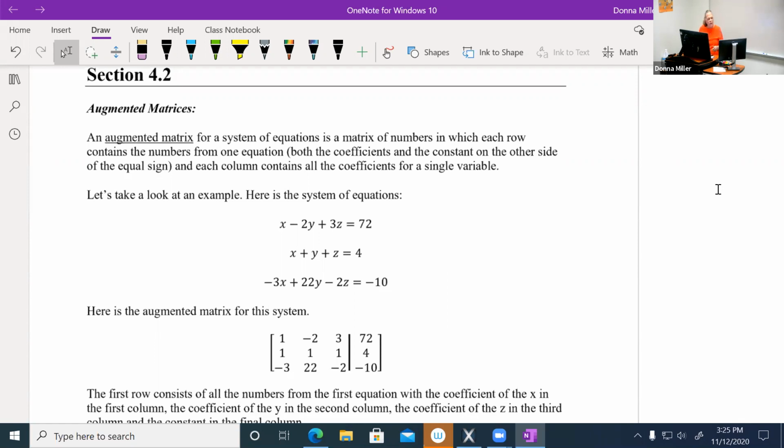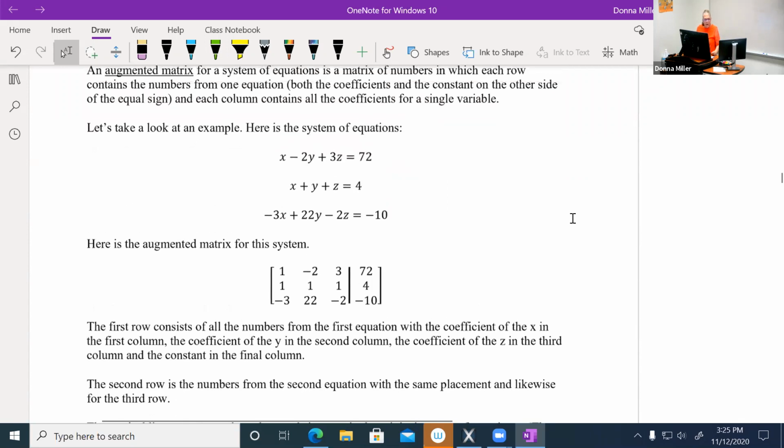So right now, I just want to show you how to set up an augmented matrix. An augmented matrix is different from a regular matrix. Have you guys been doing RREF? Because you've been doing augmented matrices if you're doing RREF. Solving systems on the calculator?